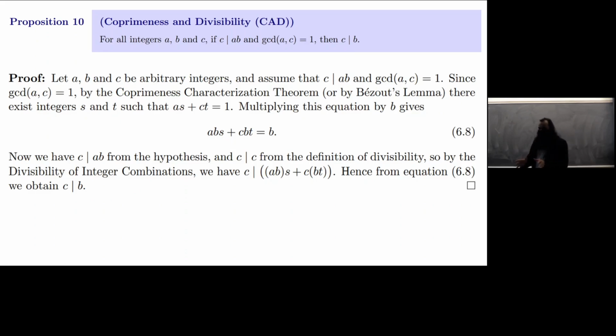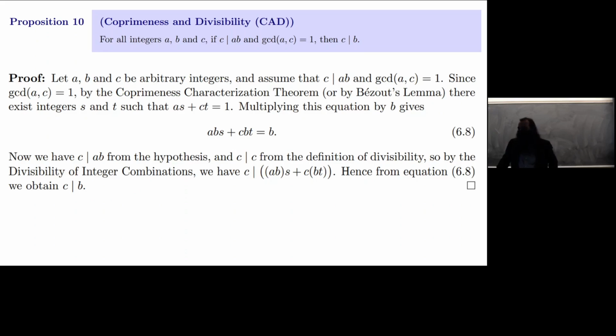Remember, Bézout's identity is what we use all the time for GCD proofs. What do we use all the time for divisibility proofs? DIC. Almost all the time on the midterm, we used DIC, right? So we have that C divides AB, and we want to prove that C divides B, so let's see if we can use DIC somehow. And with Bézout's identity, we get something, so we end up using the combination of both of those to prove that C divides B. Does anyone not follow? Any questions about this one?